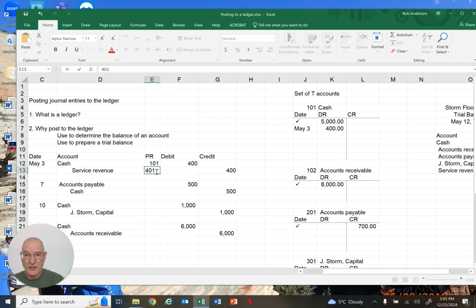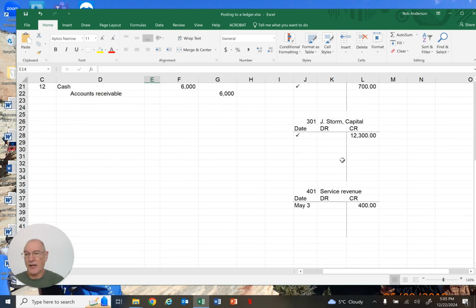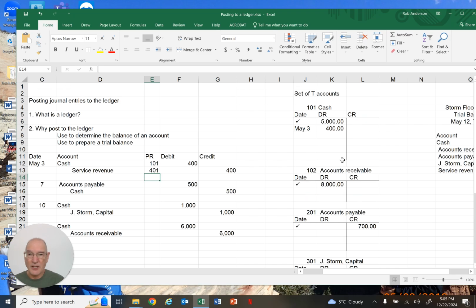Now what I'd like you to notice is that I posted a debit of 400 and I posted a credit of 400. That means all of these accounts still have debits equal credits if we were to add them up. As long as I don't forget one, my ledger will also be in balance when I'm done. Now, that's not too hard, is it?